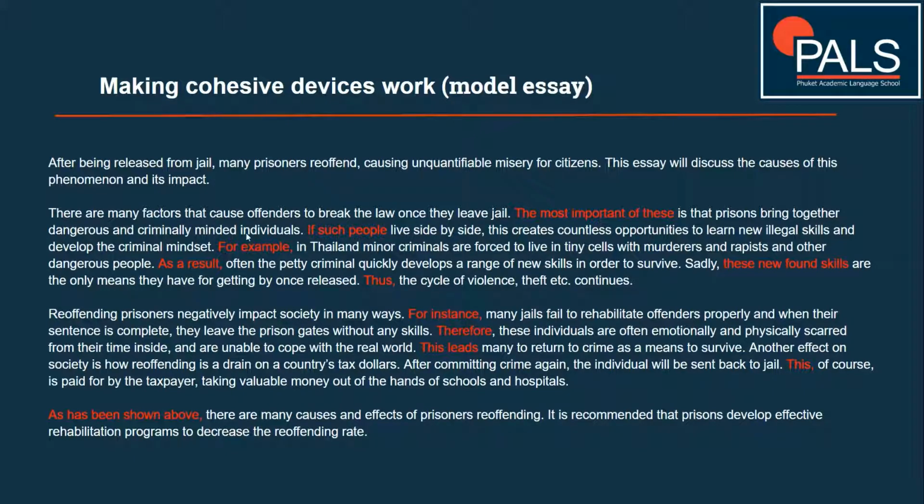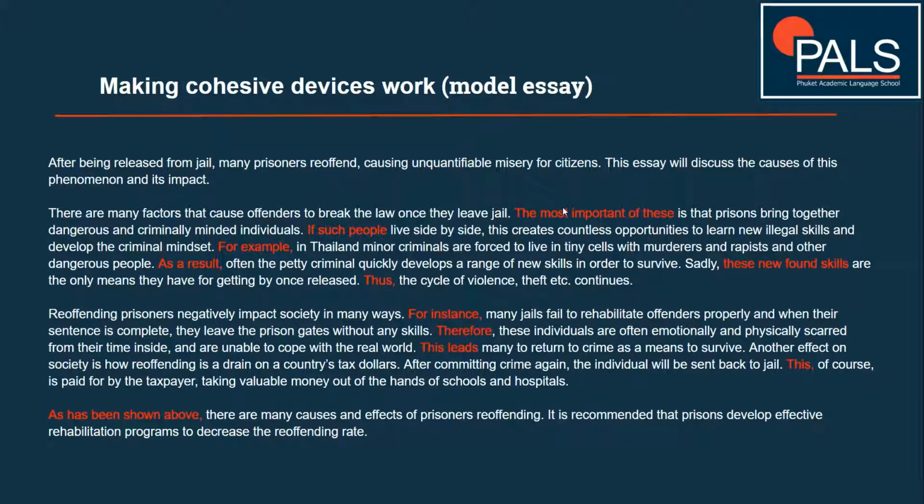As a result, often the petty criminal, that's someone who does minor crimes, quickly develops a range of new skills in order to survive. Okay, sadly, these newfound skills, again, we're linking back to the sentence before, sadly, these newfound skills are the only means they have for getting by once released. Then we give a consequence here. Okay, and this is again, thus. So we're showing a consequence. Thus, the cycle of violence, theft, etc., continues.